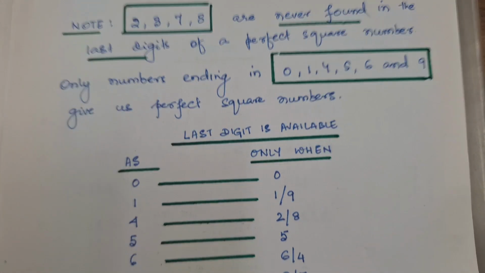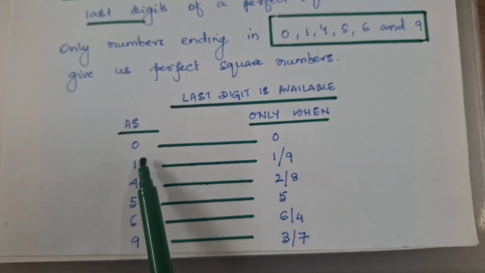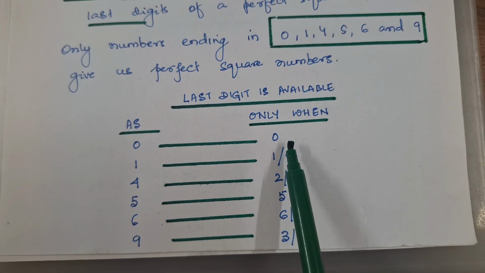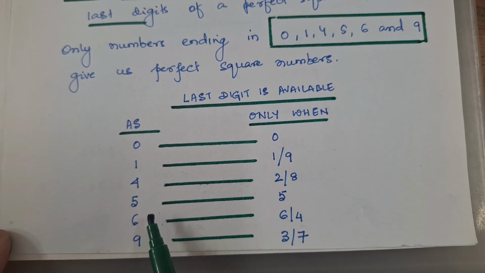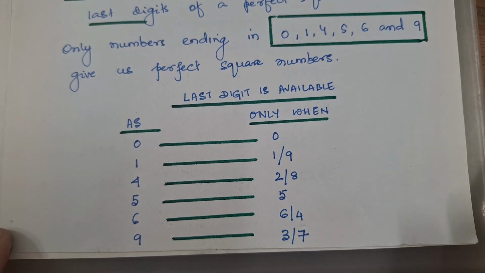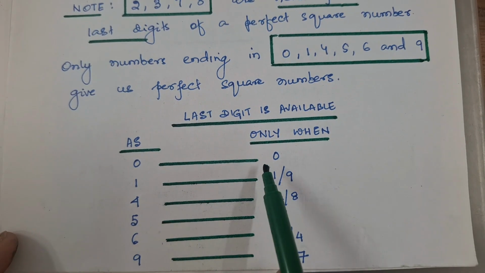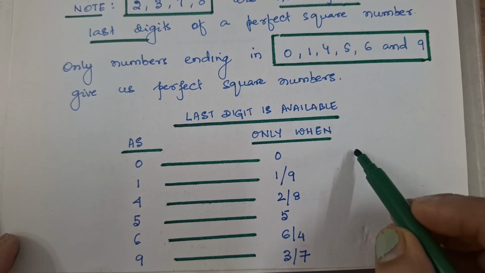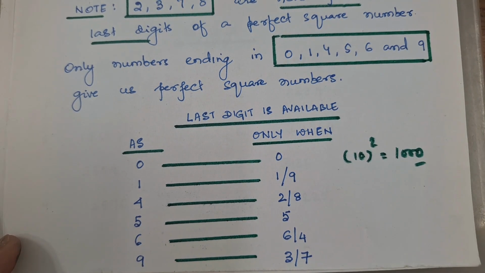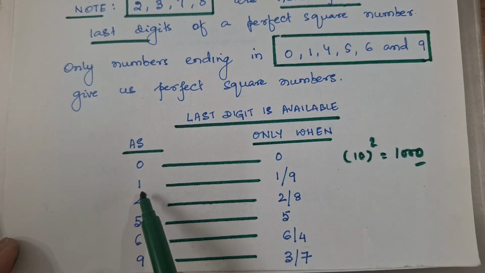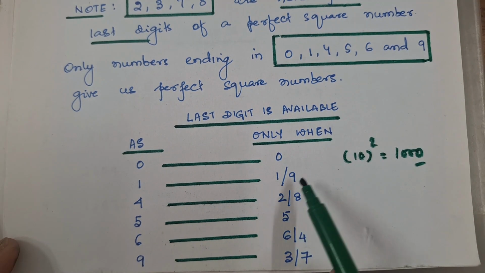Now, the last digit is 0 when the number ends in 0, 1 when it ends in 1 or 9, 4 when it ends in 2 or 8, 5 when it ends in 5, 6 when it ends in 6 or 4, and 9 when it ends in 3 or 7. What does this mean, students? When do we find 0? When the number is a square of a number ending in 0, for example 10 square is 100. Now 1 you will find in 1 square and in 9 square. 9 square is 81, 1 square is 1. So the last digit is 1 only when the number is a square of a number ending in 1 or 9.